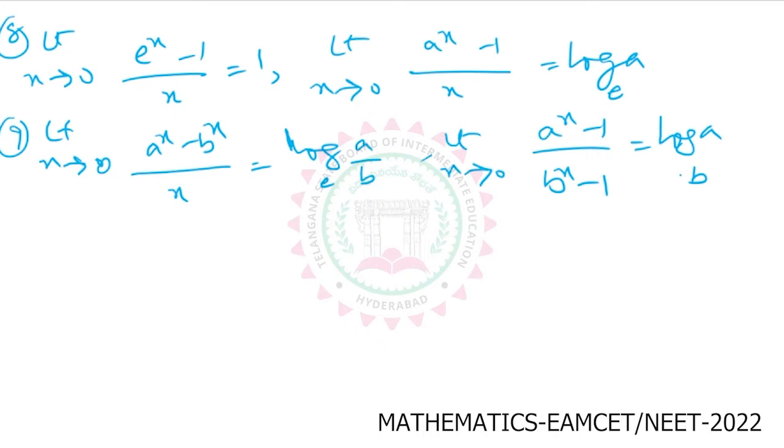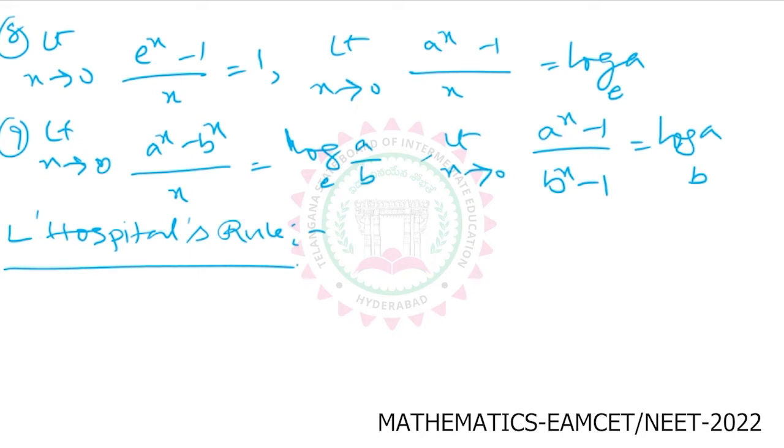Now there is a formula named L'Hospital's rule. Right? So the purpose of using this L'Hospital's rule is very important. Whenever I want to simplify the question in fewer steps, in seconds, I have to use this formula named L'Hospital's rule.